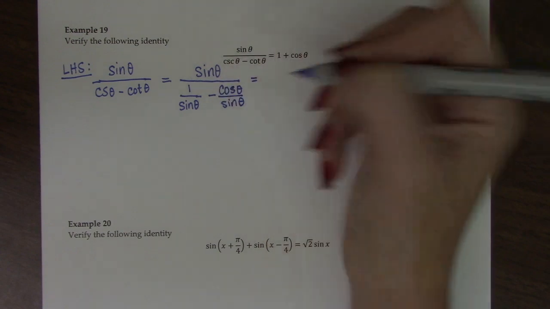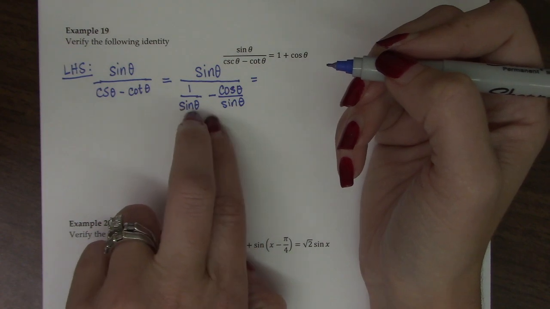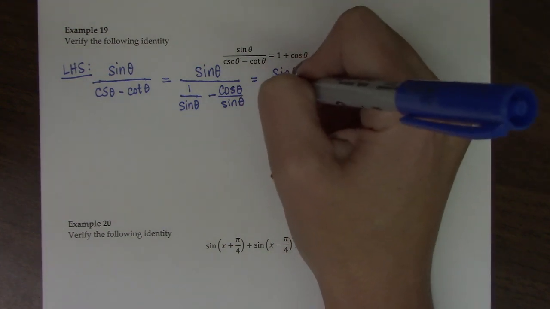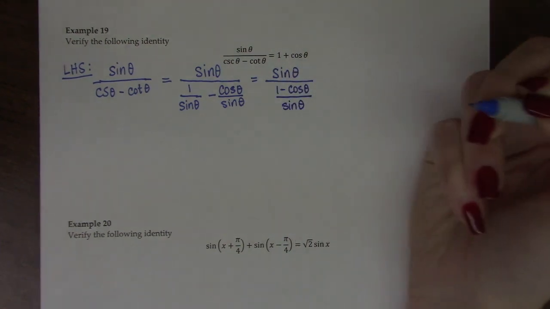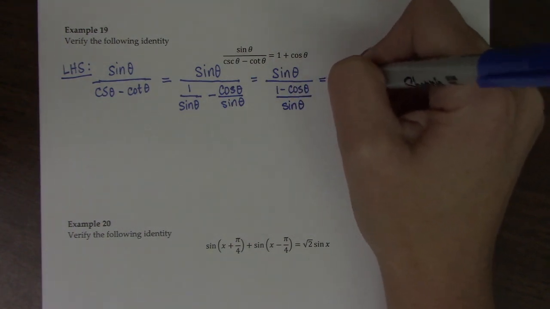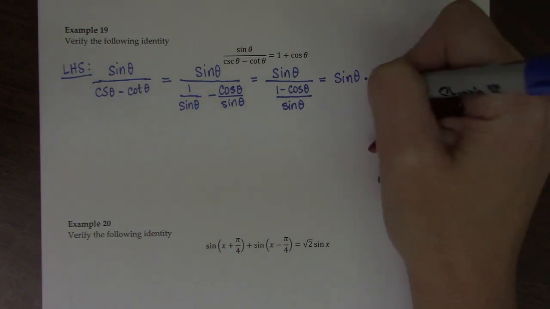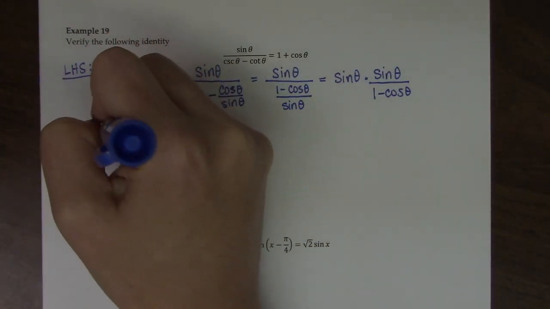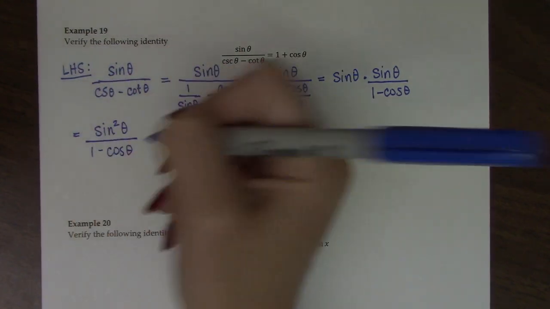Now in the denominator, I have two fractions and they conveniently already have the same denominator, so I can combine these into one term. So I'm going to have sine theta over 1 minus cosine theta over sine theta. So I have sine divided by a fraction. So when you divide by a fraction, you multiply times the reciprocal. So now what I have is sine squared theta over 1 minus cosine theta.